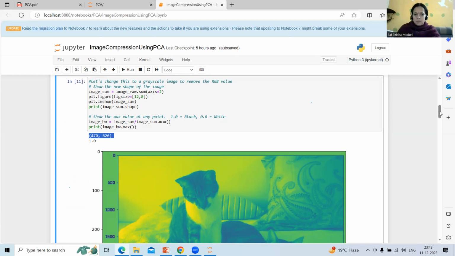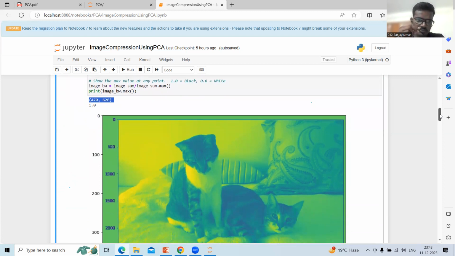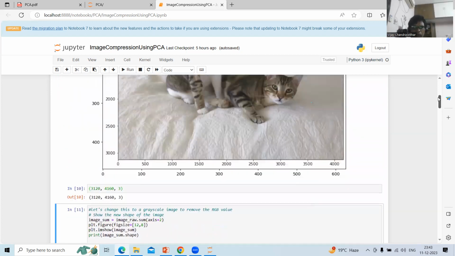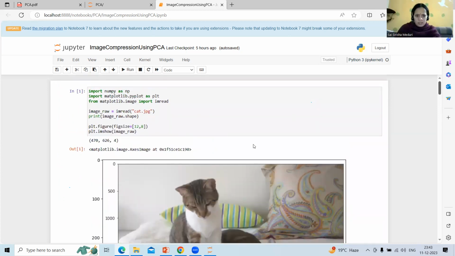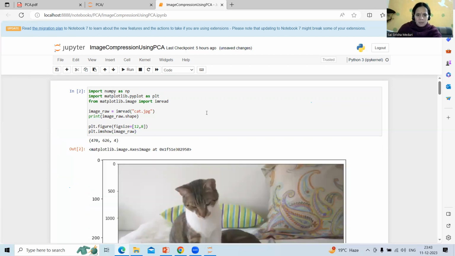Now, what is the 4 in that? I don't know. What is that 4, Sirisha, on top? When you ran it, how did you get that 4? 470, 626, and 4. Actually, it should be three, because it has three channels, RGB. I don't know why it's showing four. Not sure. Okay, let's ignore that and proceed. I'll get back to you on that. Ideally, it should be three.